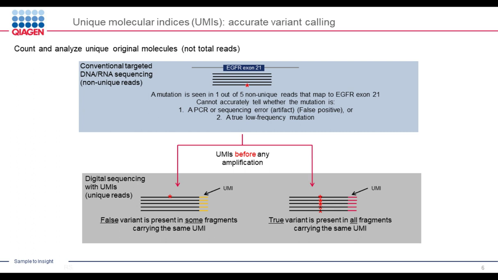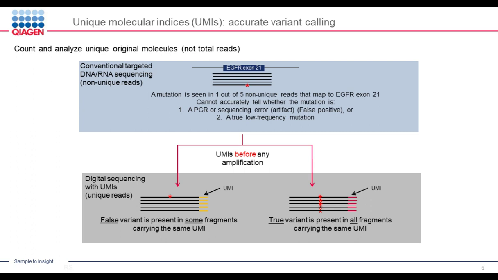So if I use, again, the same example of exon 21 of EGFR, and I'm trying to quantify variants that map back to exon 21 of EGFR, on the top part of the slide you see an example of how you're using raw reads to do so. If you see one variant popping into an individual read out of 5 with raw reads, it's very difficult to discriminate whether this is a true low-frequency mutation or a PCR error that was introduced along the workflow.